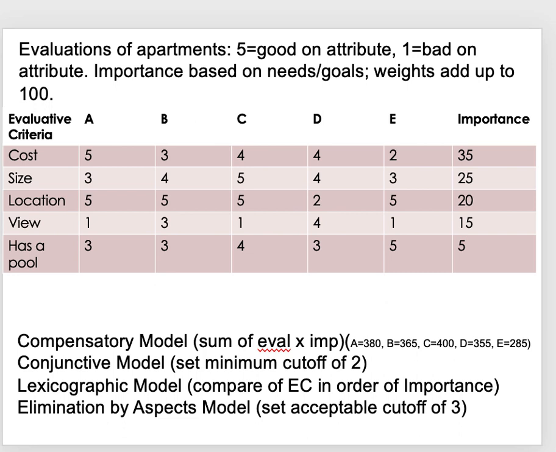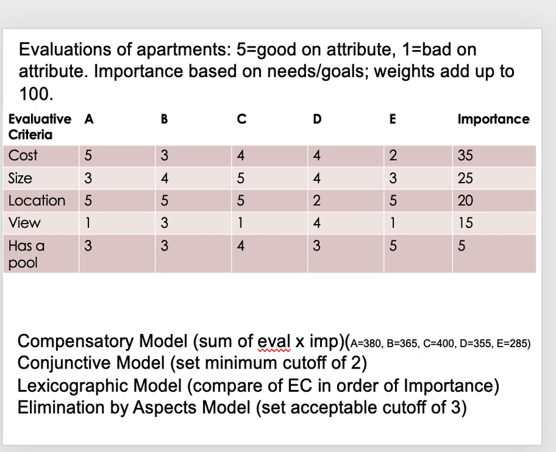All right, so the elimination by aspects model, where we go attribute by attribute and have an acceptable cutoff. Let's start with this cost criterion. We're going to end up eliminating option E, and then all the rest of them are acceptable, and we move to the next round. In the next round, those are all acceptable, and so we'll move to the third round. We'll eliminate D here. And so then we'll move to this fourth round. And here in this round, we would eliminate A and C. So B would be the winner here per the elimination by aspects decision rule.